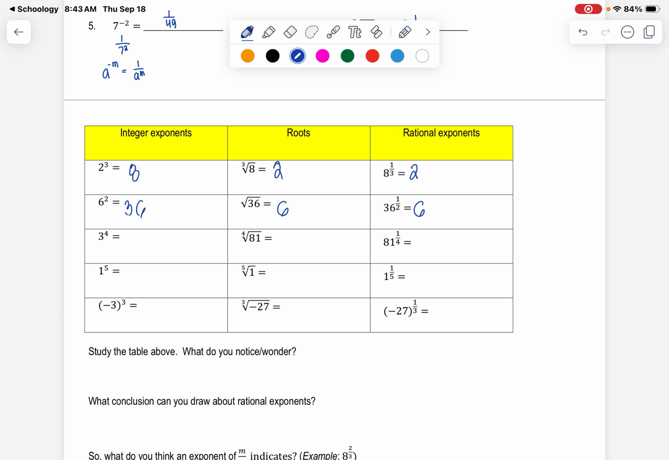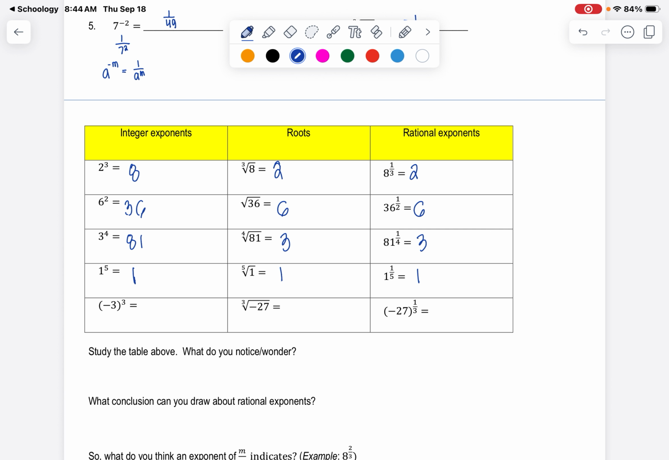3 to the 4th power is 81. The 4th root of 81 is 3. And 81 to the 1/4 power is 3. 1 to the 5th power is 1. The 5th root of 1 is 1. And 1 to the 1/5 power is 1.